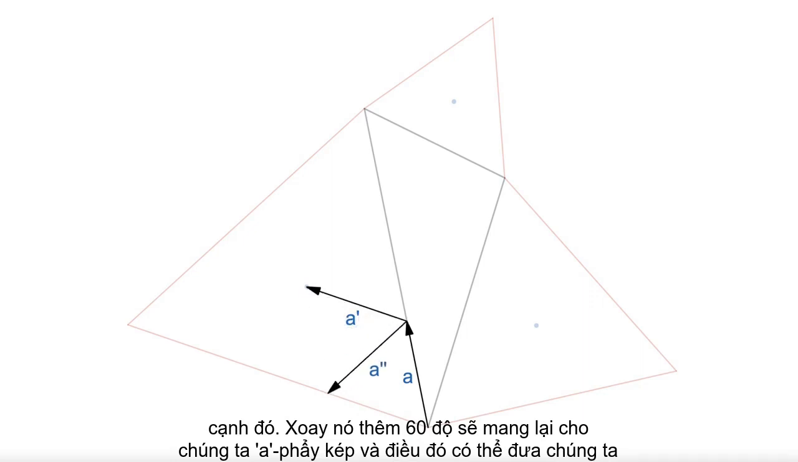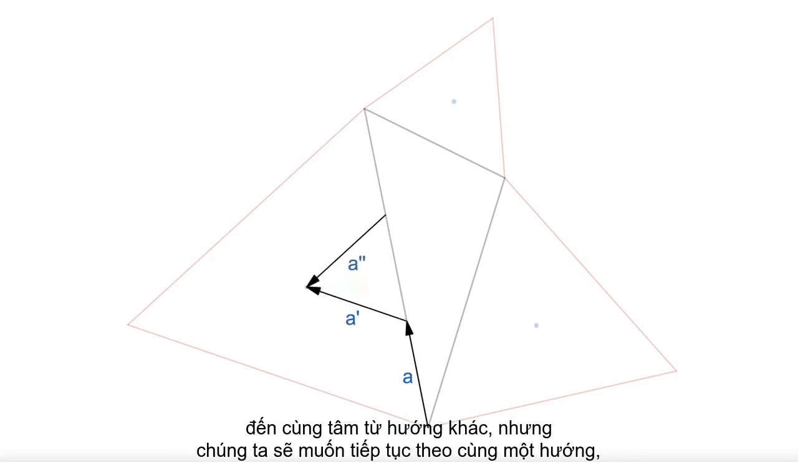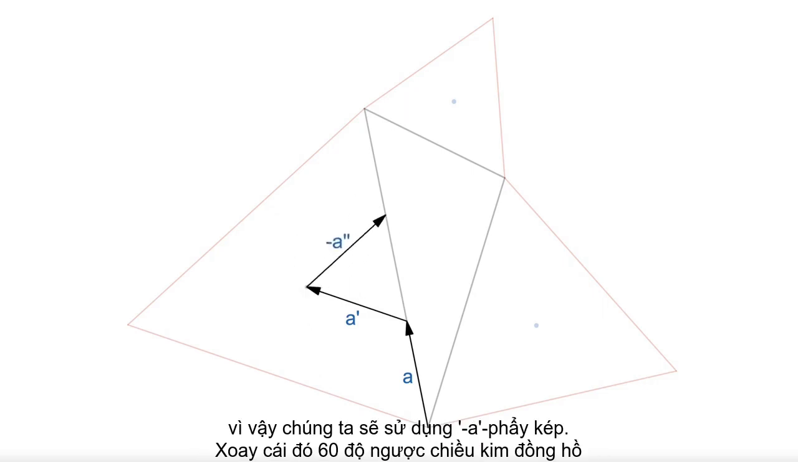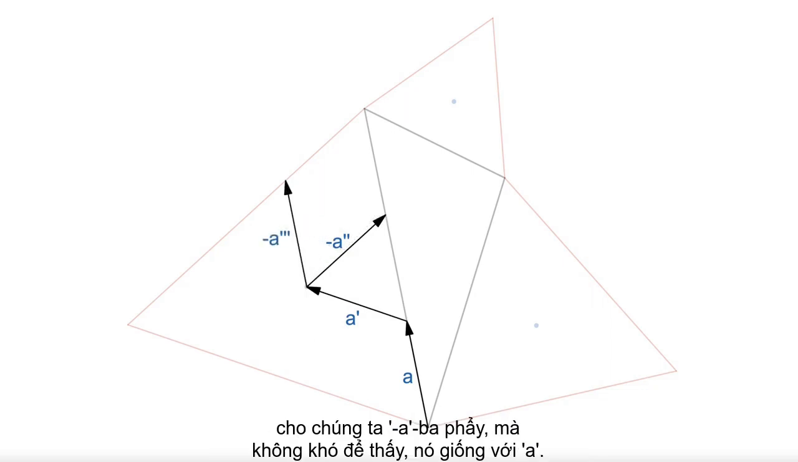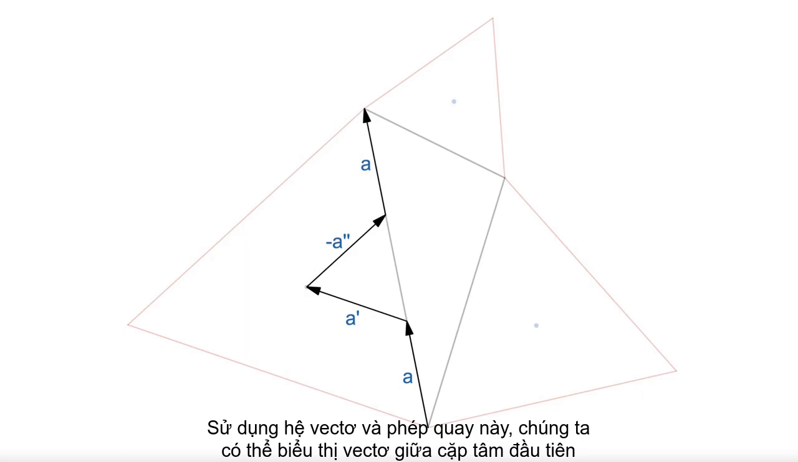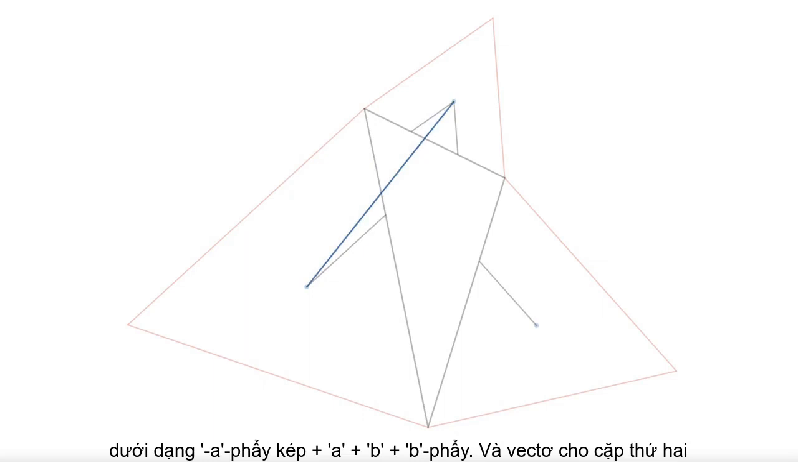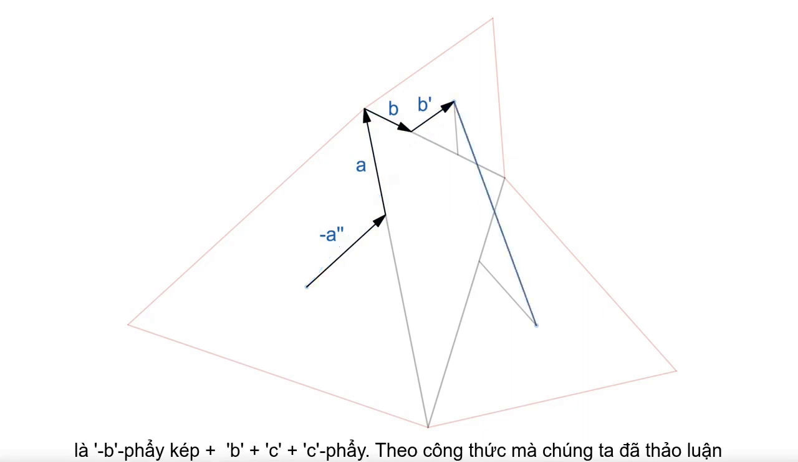Rotating it by another 60 degrees gives us A'', and that can bring us to the same center from the other direction. But we'll want to continue in the same direction, so we'll be using negative A''. Rotating that by 60 degrees counterclockwise gives us negative A''', which, it's not hard to see, is the same as A. Using this system of vectors and rotations, we can express the vector between the first pair of centers as negative A' plus A plus B plus B', and the vector for the second pair as negative B' plus B plus C plus C'.